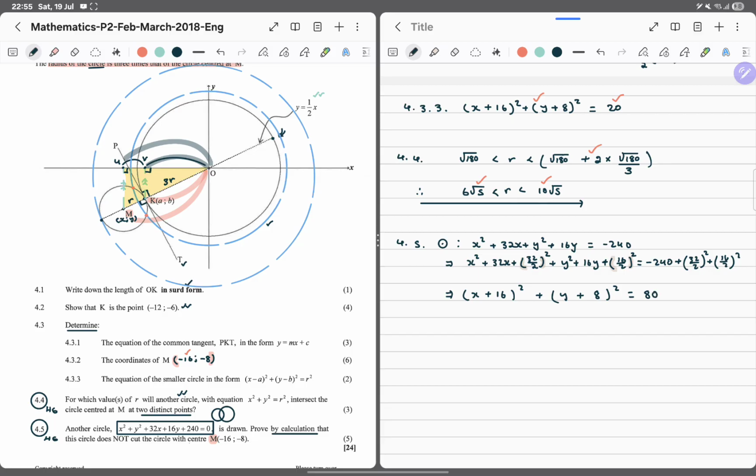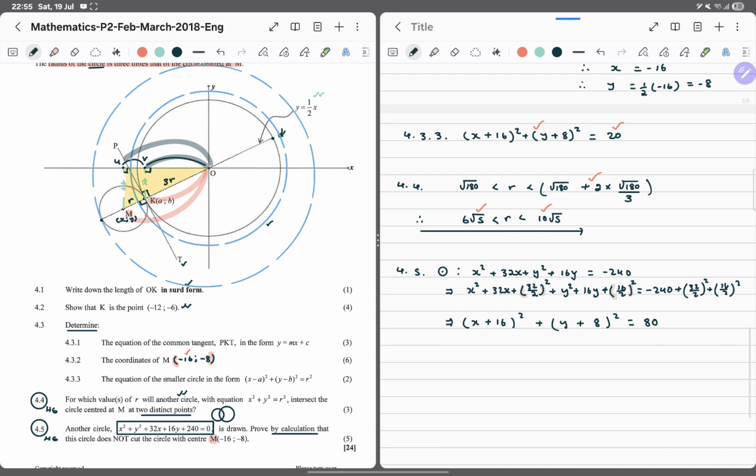Right. So can you see that's the equation? So we can say therefore the circle has center minus 16, minus 8, right? And radius, which is going to be the square root of 80.